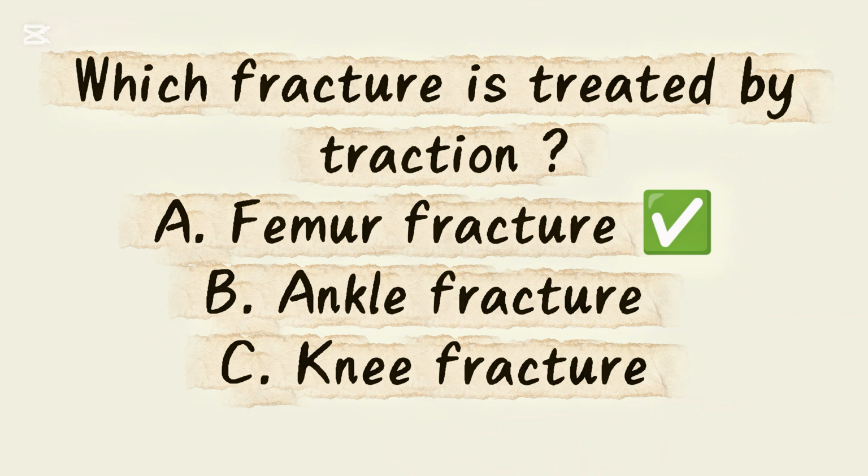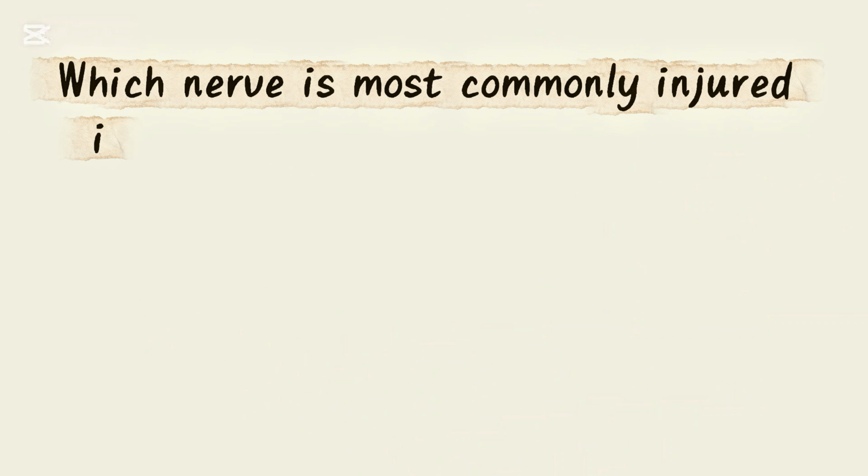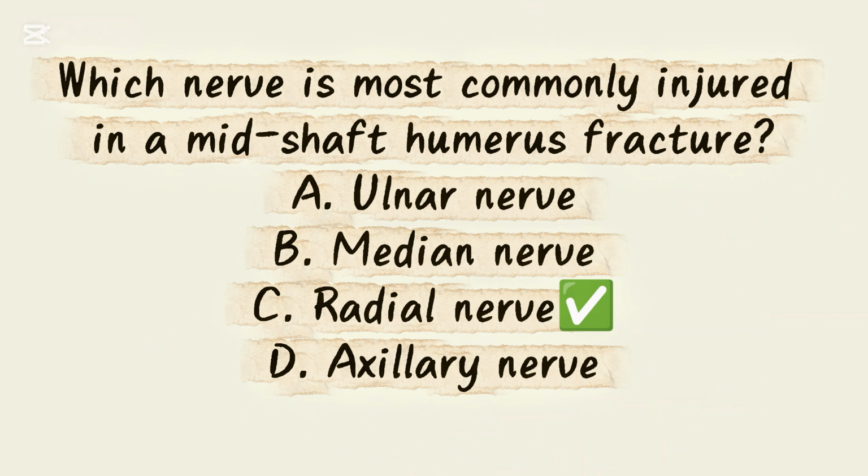Which fracture is treated by traction? A. Femur fracture. B. Ankle fracture. C. Knee fracture. Which nerve is most commonly injured in a mid-shaft humerus fracture? A. Ulnar nerve. B. Median nerve. C. Radial nerve. D. Axillary nerve.